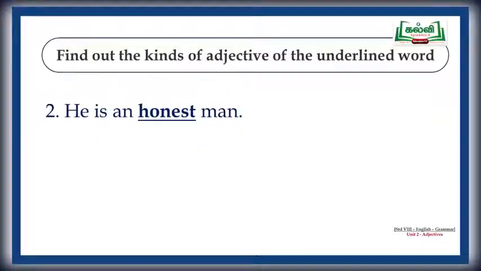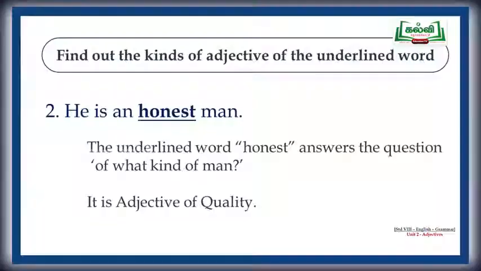Second question, he is an honest man. Here the underlined word is honest. Can you find out the kind of adjective? Yes, the underlined word honest answers the question of what kind of man. So, it is an adjective of quality.